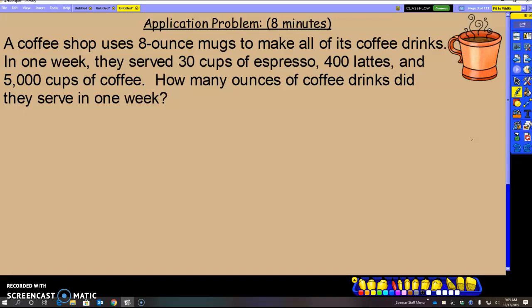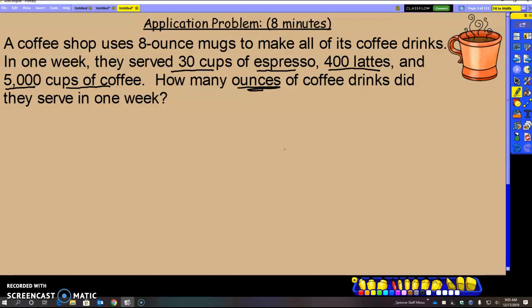A coffee shop uses 8-ounce mugs to make all of its coffee drinks. In 1 week, they serve 30 cups of espresso, 400 lattes, and 5,000 cups of coffee. So these are cups of regular coffee. How many ounces of coffee drinks did they serve in 1 week?